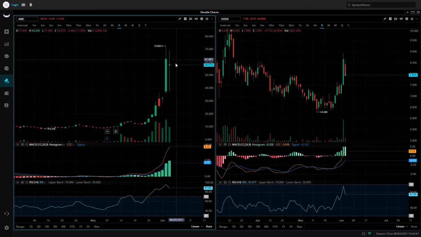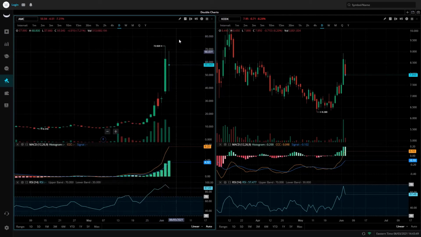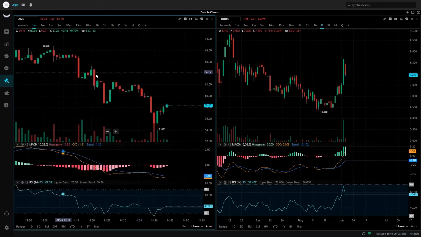Could it go up? It could, but as a trader, I would not get in right now. I would have gotten in at the bottom, but not up here. But let's look back at the minute chart to see what happened.